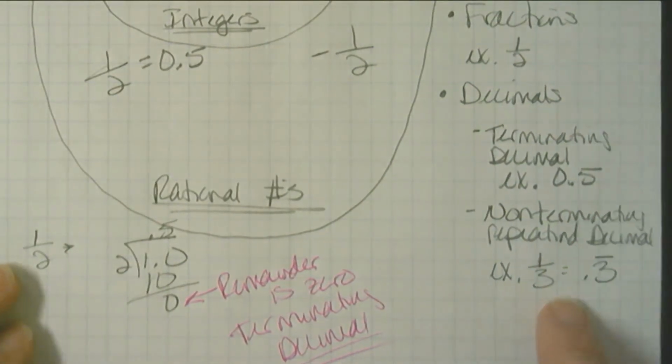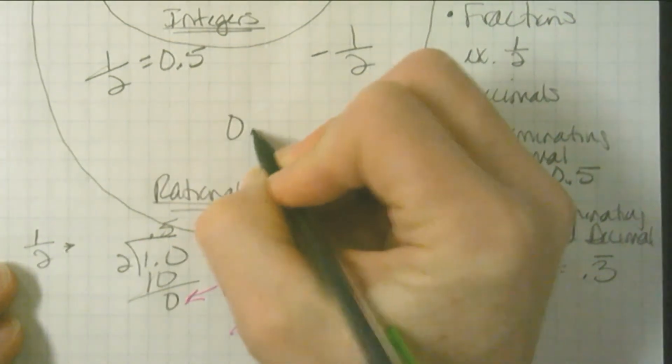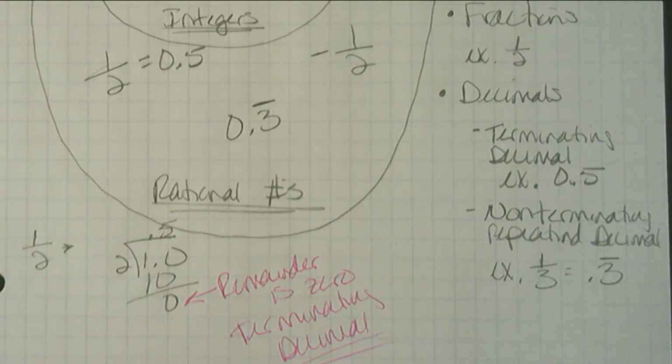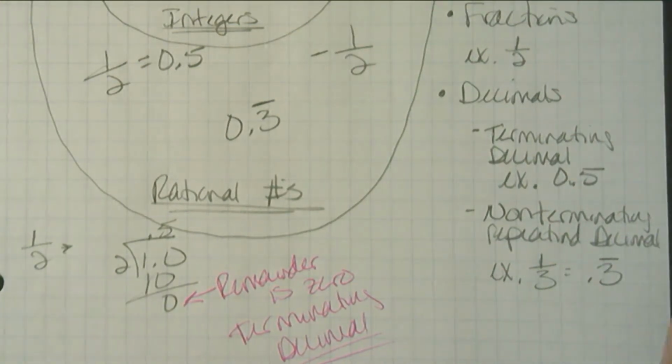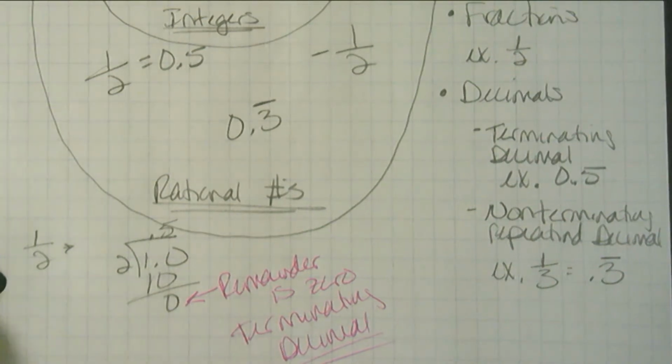All right, so a non-terminating repeating decimal is also considered a rational number. So the only numbers that are not considered rational numbers are non-terminating, non-repeating decimals. Those are called irrational numbers. That would be something like pi, right? Because it doesn't ever stop, but there's no pattern to it. Okay, so these are rational numbers.